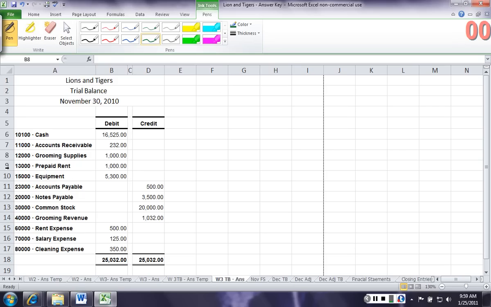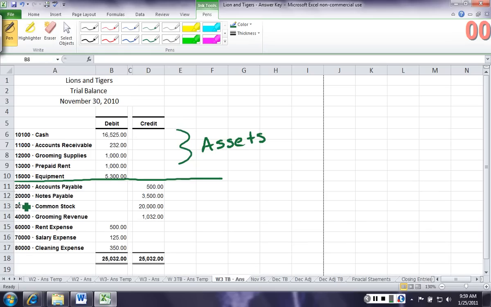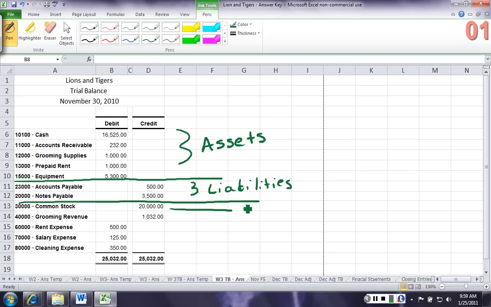Notice that all of your assets are together. Notice your liabilities are together. Your stock or your equity is all together, but notice we also break equity up between revenue and our expenses or our net income. So really we're going to start at the bottom and work our way up.